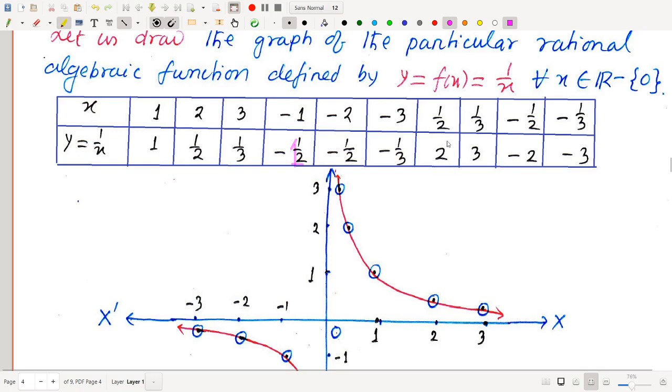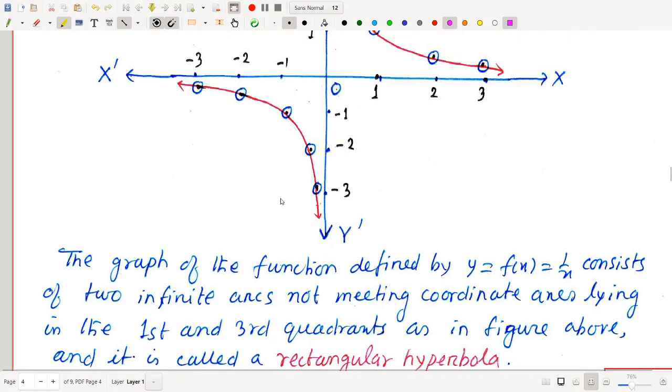Similarly, when y is very large, x will be very small. That means the graph approaches the y-axis in the first quadrant. Similarly, in the third quadrant, it is the same mirror image.